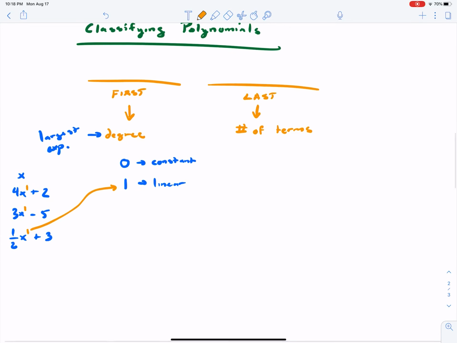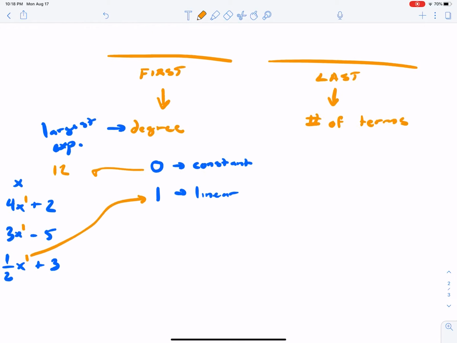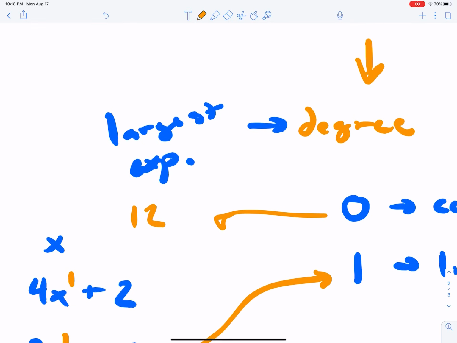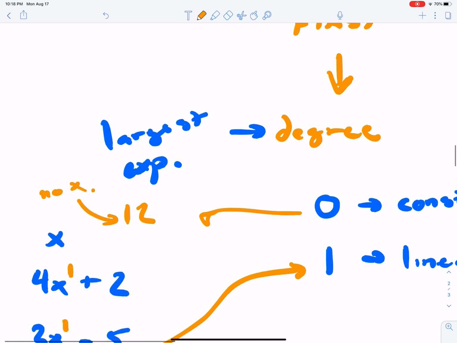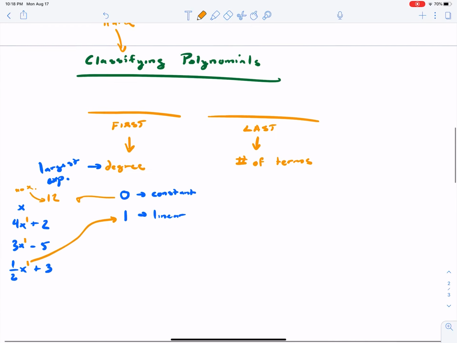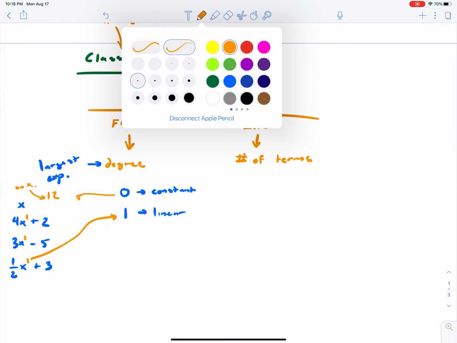So going back to this here, if it's a constant, you have something like 12, okay? Notice how here, 12 is not the degree, 12 is just a constant here, but here there's no x, meaning that the degree is actually 0, okay? So you call it a constant. All right, let's keep going.